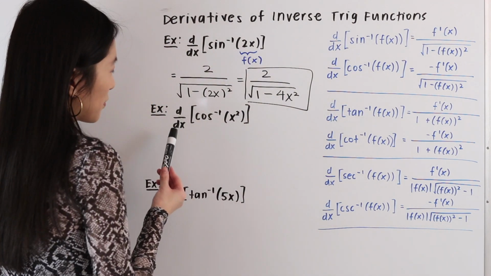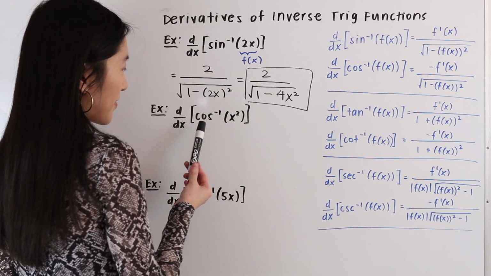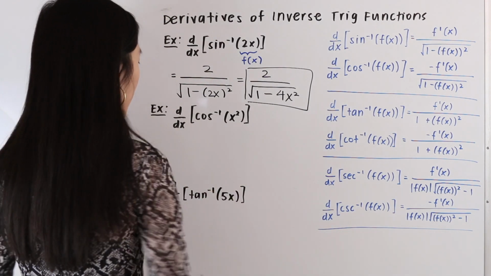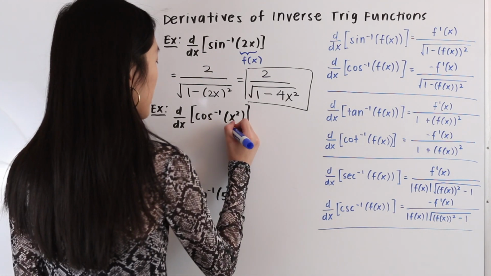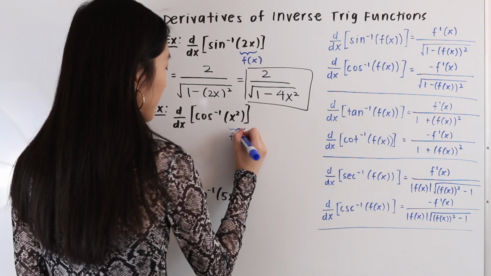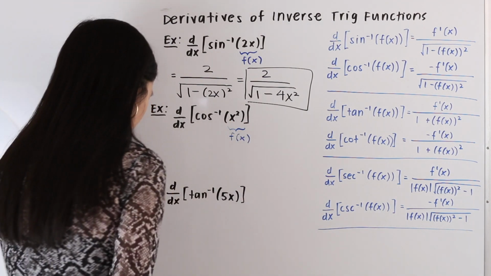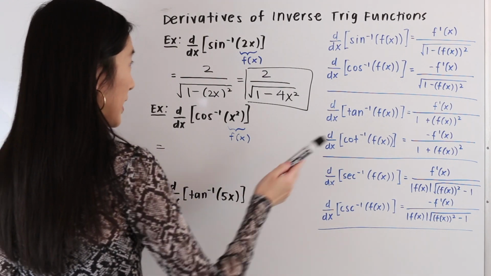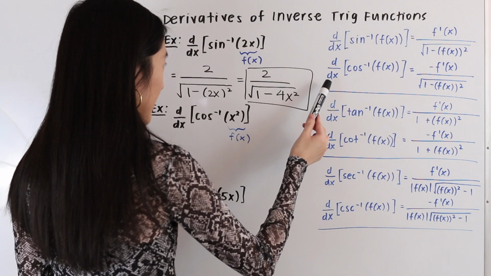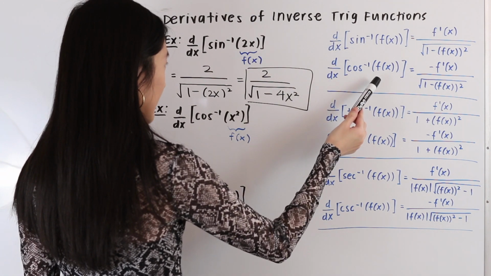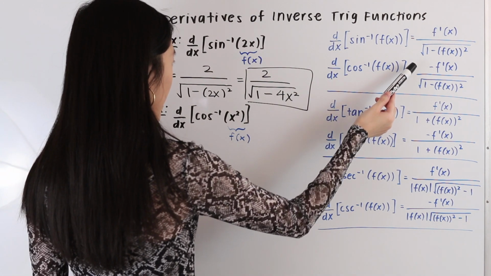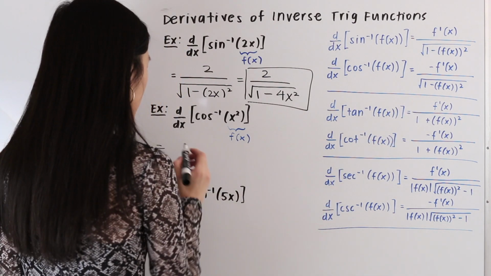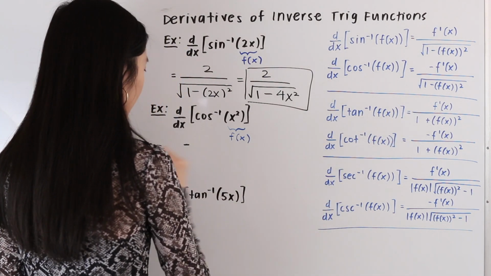In this next example, we have the derivative with respect to x of inverse cosine of x squared. As our first step, let's identify what f of x is equal to. Here, f of x is equal to x squared. Now let's find our derivative. We have the derivative with respect to x of inverse cosine of f of x is equal to negative f prime of x over the square root of 1 minus f of x squared. So let's start off by putting a negative sign here.